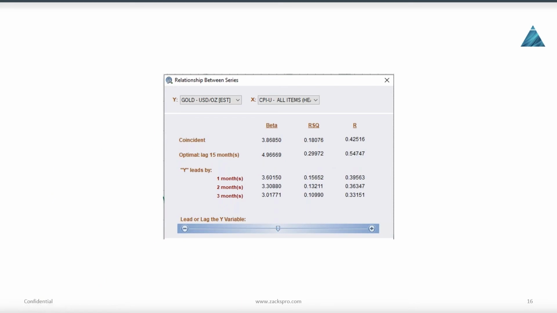You can see here that the gold price has a 15-month ideal optimal lag, which means that what the gold price is doing gives you a 15-month head start or advance notice as to what the CPI will do. And the correlation actually is a pretty strong one. Not super strong, but relatively strong. It's about 54% positive correlation.